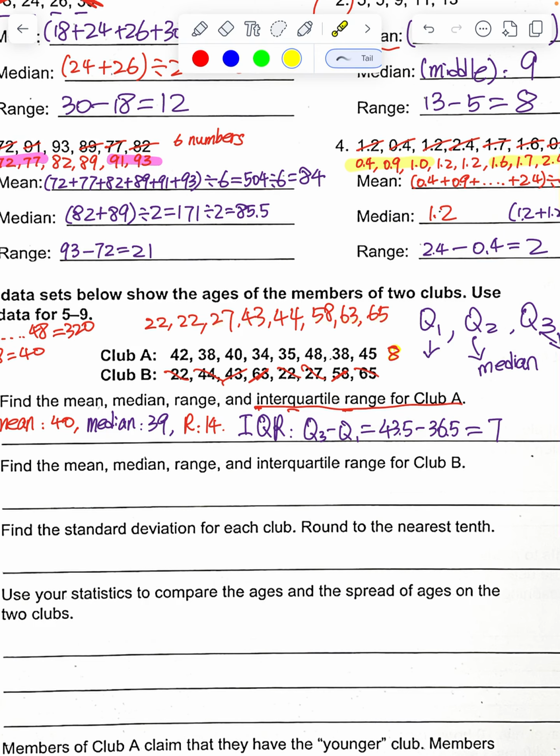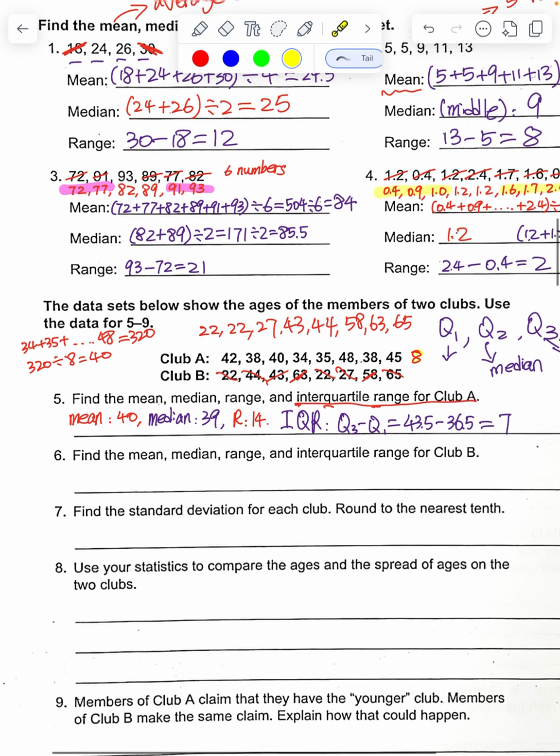Yeah. So now I'm going to find the average. Find the mean. Add up all together. So mean. I'm going to add 22 plus 22 plus 27 plus 43 plus 44 plus 58 plus 63 plus 65. This equals 344. 344 divided by 8 is equal to 43. So the mean is 43.